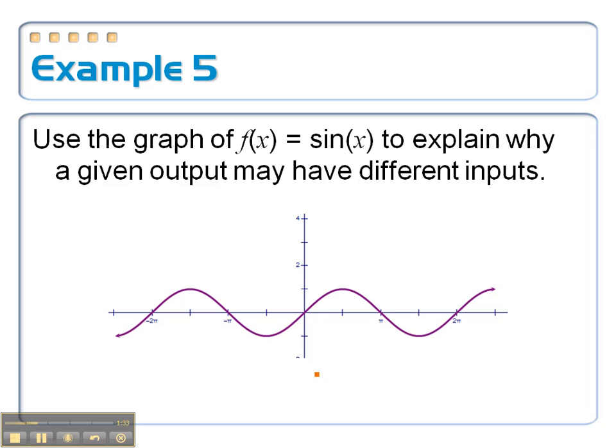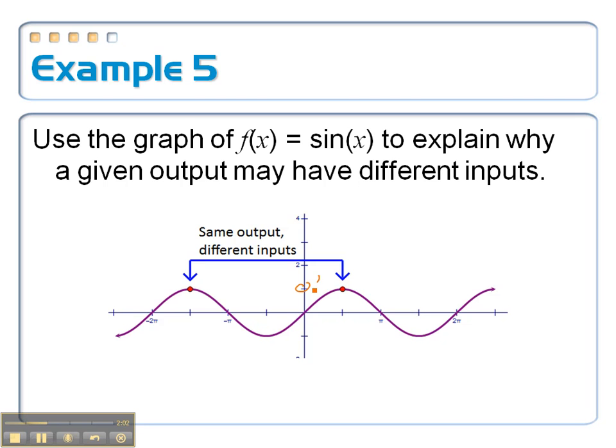Okay, so the question is, how does this show me that any given output could have different inputs? We'll take a look at these 2 points. Both of them have the same y value of 1 right there. That has a value of 1 if we were to stick in the x value, and so does this one. Okay? They have the same output, but they have different inputs. As a matter of fact, there's an infinite number of these things.